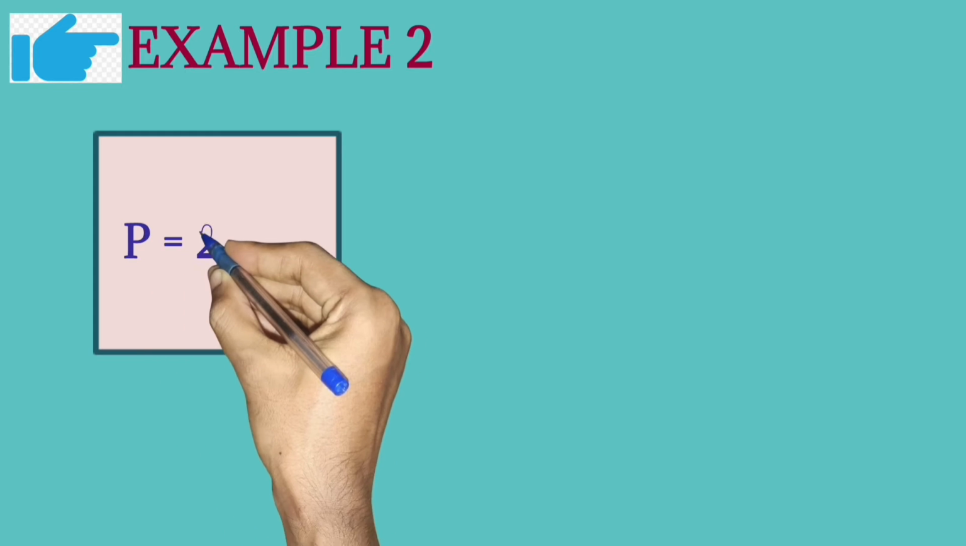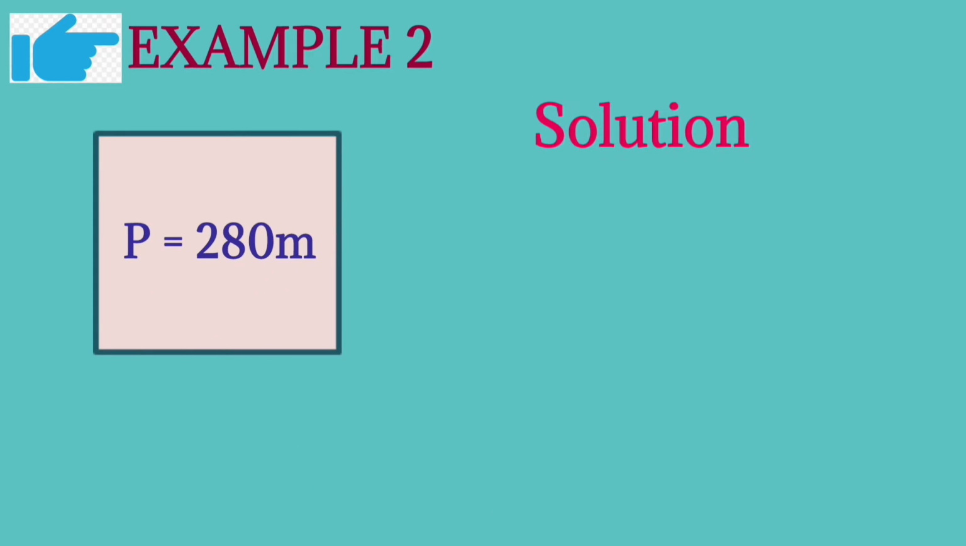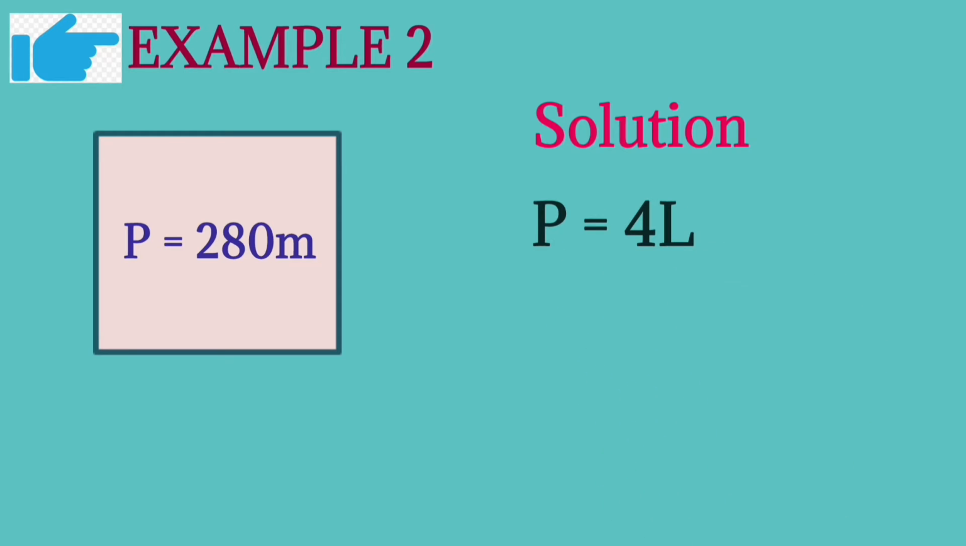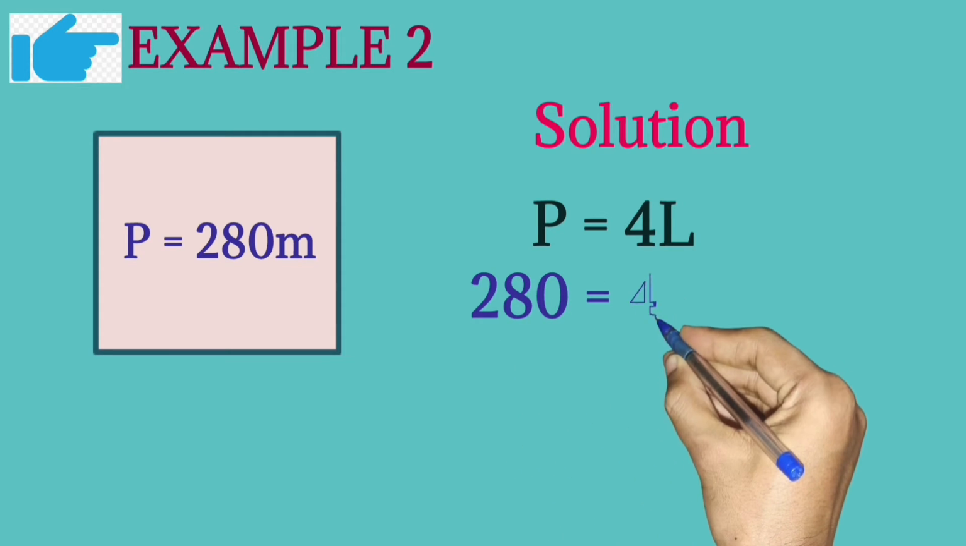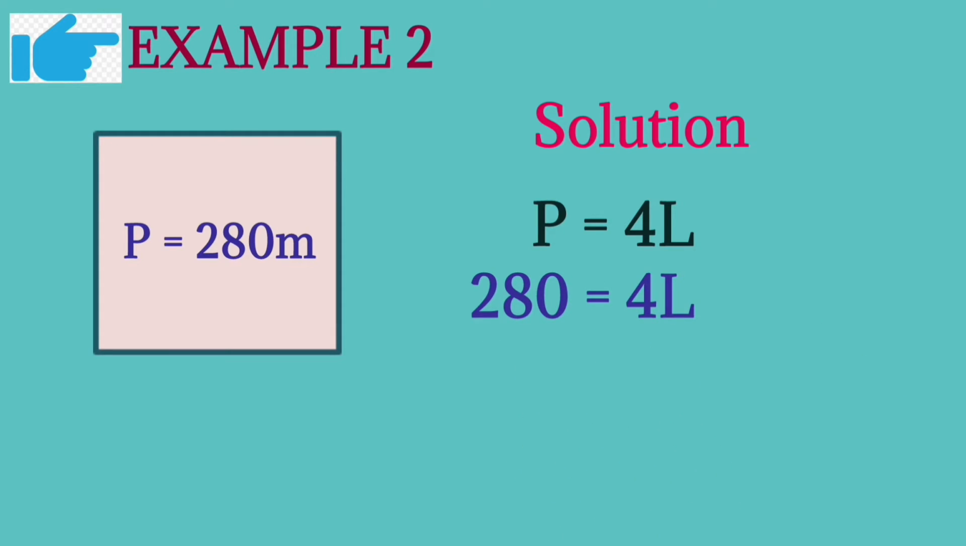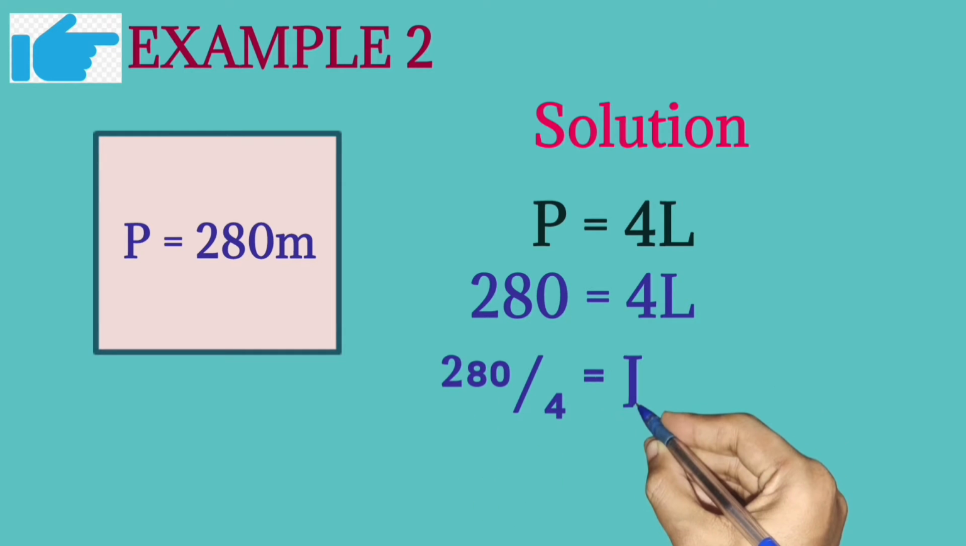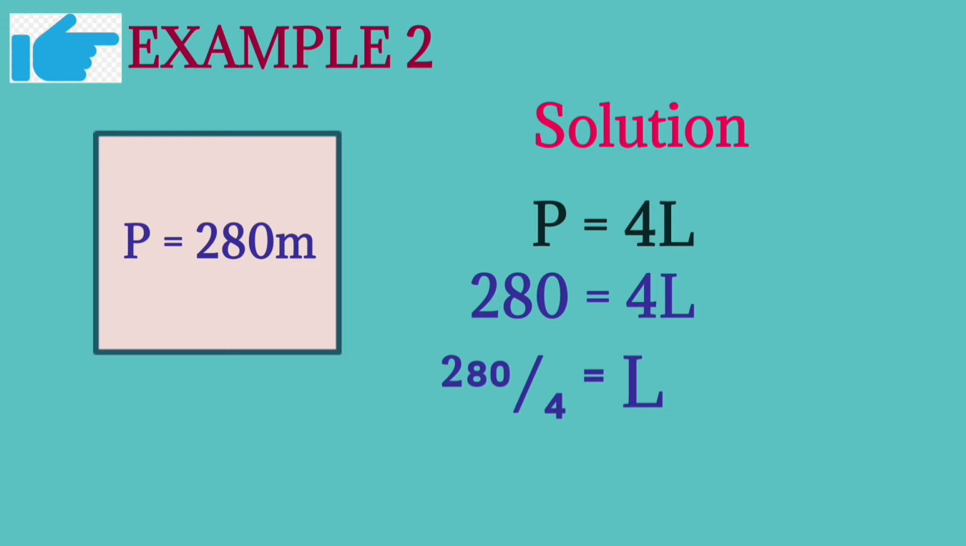Here is another example. If you are asked to find the length of a square with perimeter of 280 meters, use the formula perimeter equal to 4L. If you plug in the given value of the perimeter, you will have 280 equal to 4L. To get L, divide both sides by 4. 280 divided by 4 is 70. Hence, the length of the square is 70 meters.